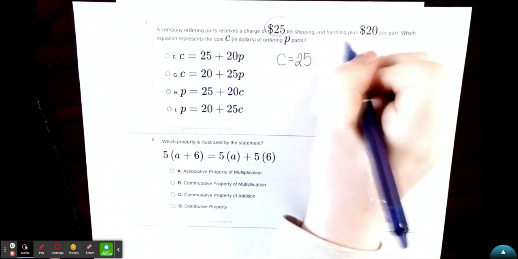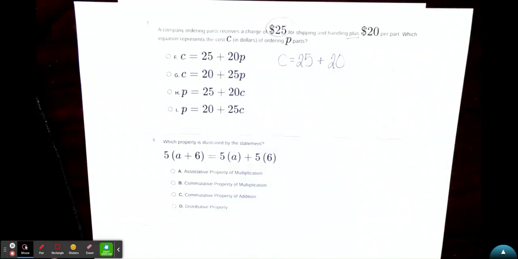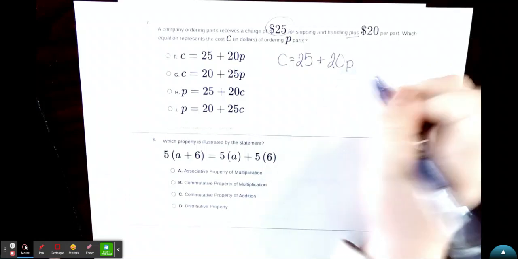And then it says plus $20 per part. So $20 per part, what does that mean? You get $20 for every part that you have, so $20 times P, for the parts. What operation? Multiplication. 20 times parts, which is 20P. Okay, which one is that?